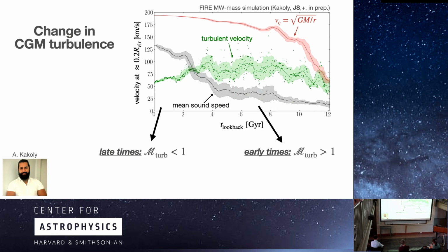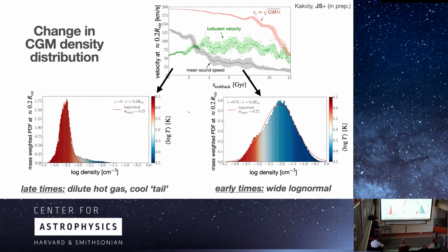So the formation of the hot phase is connected to a change in the properties of turbulence. Another implication of this change is a change in the density distribution in the CGM. What I'm showing you here is a distribution function of density, again within a shell of 20% of the virial radius. On the left, I'm showing a snapshot at redshift 0 after the hot phase formed. Here you can see something consistent with the standard paradigm: a narrow peak with a tail to higher densities. The narrow peak is simply the hot volume filling medium, and the tail to high densities is just the cool clouds embedded in the hot gas.